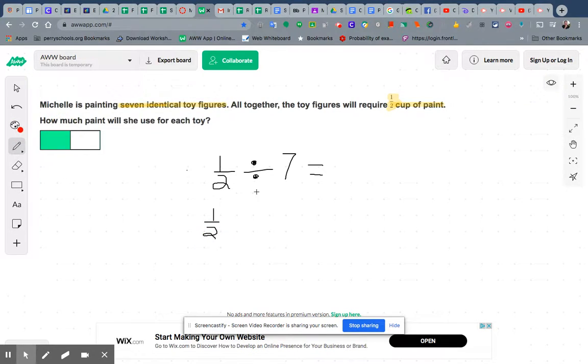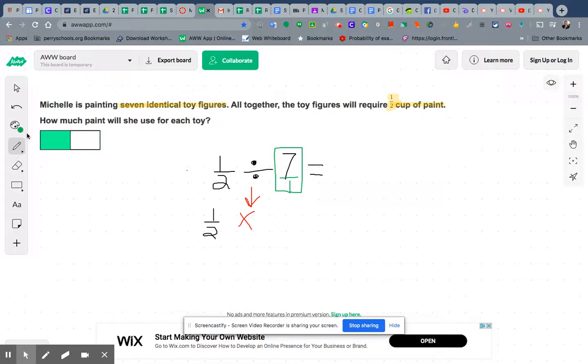And then I'm going to change the division into multiplication. And then I do have to rename, I'll use my green here. I do have to rename 7 as a fraction, 7 over 1, because 7 divided by 1 is 7. So now I've renamed it. And I will box that.